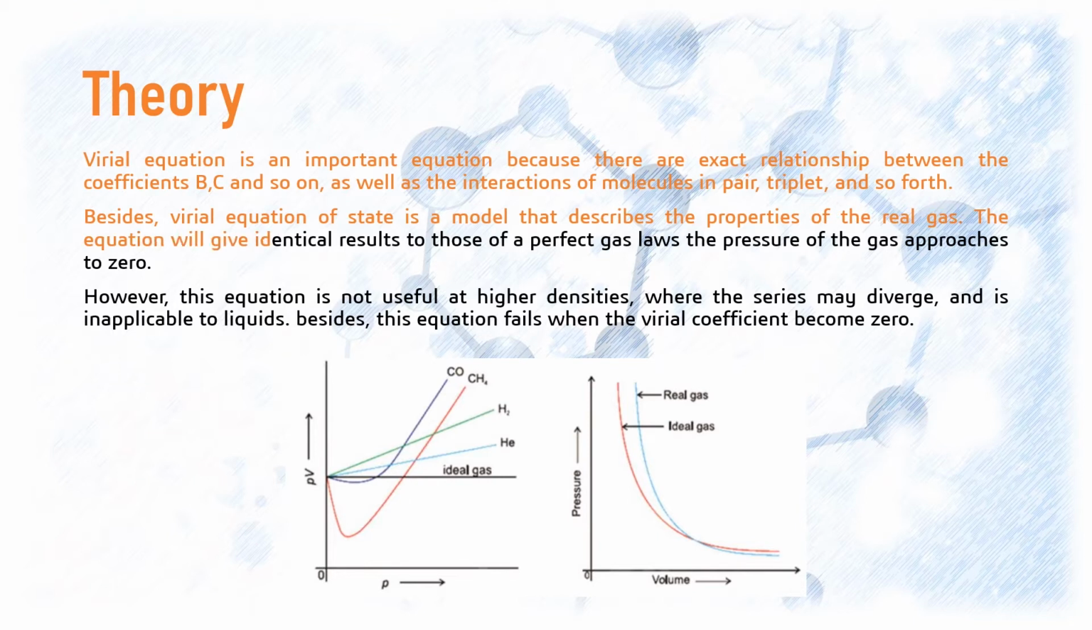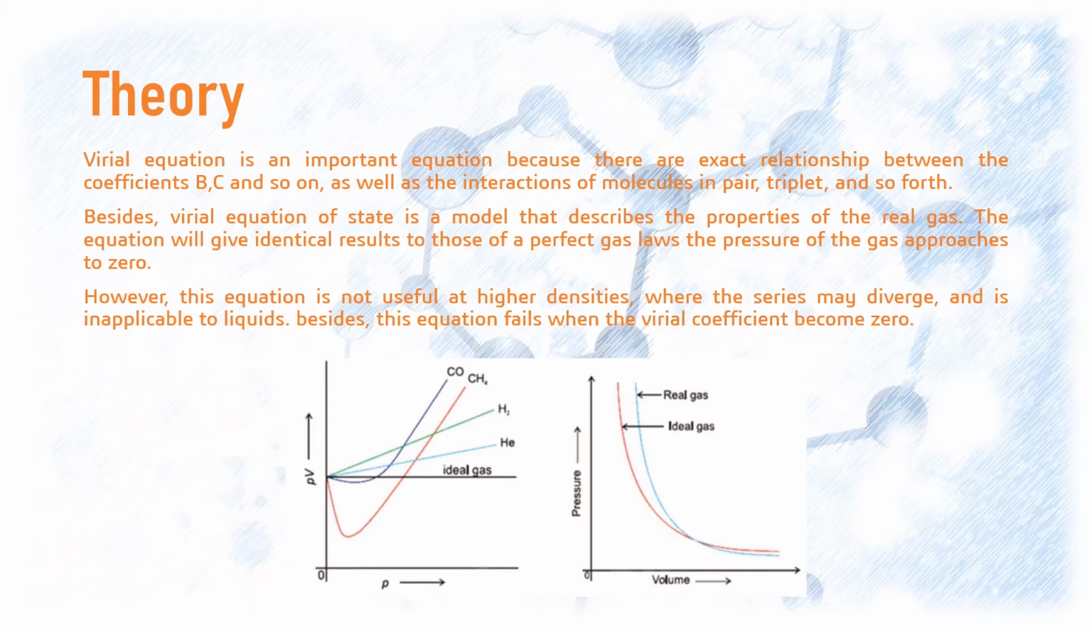The equation will give identical results to those of the perfect gas law as the pressure of the gas approaches zero. However, this equation is not useful at higher densities, where the series may diverge, and is inapplicable to liquids. Besides, this equation fails when the virial coefficient becomes zero.